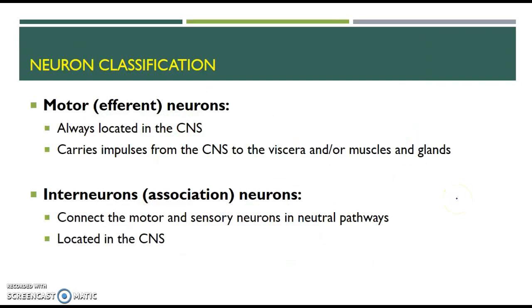All right, then you have your efferent or motor neurons. These are always going to start in the central nervous system, and they're going to carry information from the central nervous system to muscles and glands. And then the last type is interneurons. These connect the sensory and motor neurons together, so they're always going to be located in the CNS.